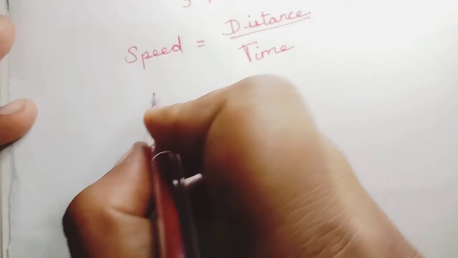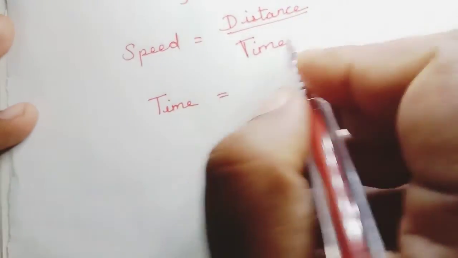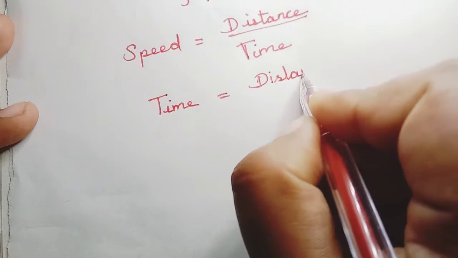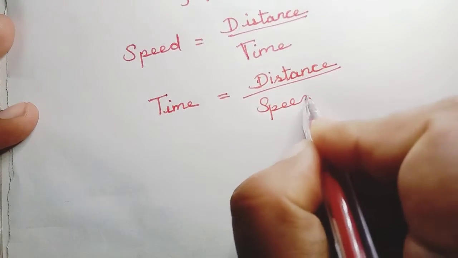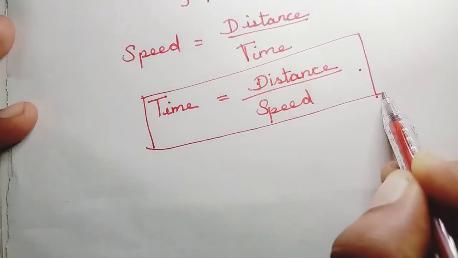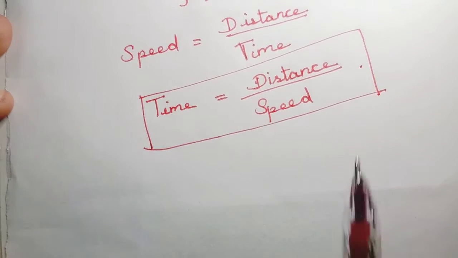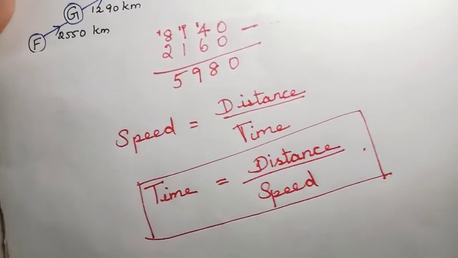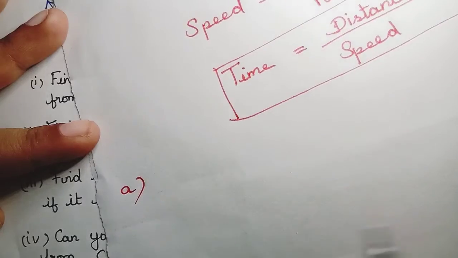right? So what is time? When you cross multiply, you will get time is equal to distance by speed. Okay, so using this formula you are going to solve the question. Okay, you have to divide the distance by the speed. Speed is given in the question, so we will directly substitute it. Okay, so let's find out what's the answer for the first section.